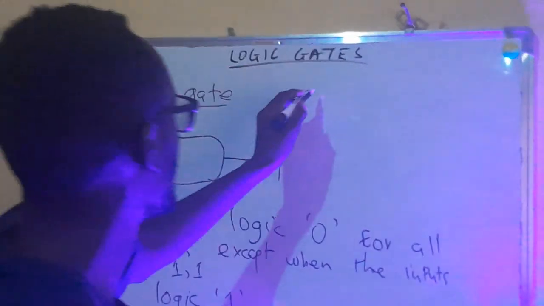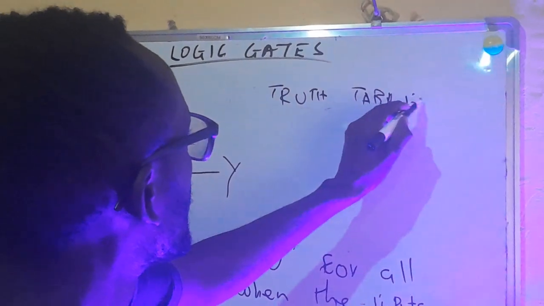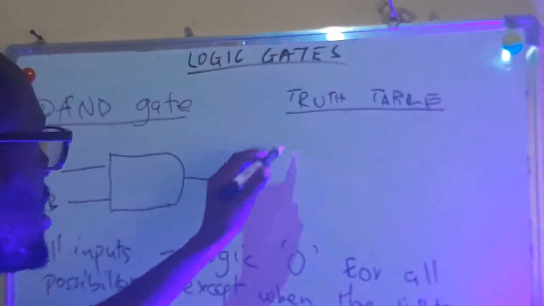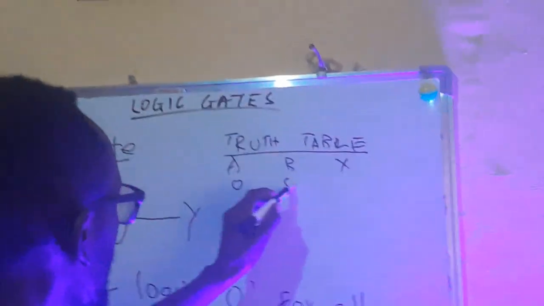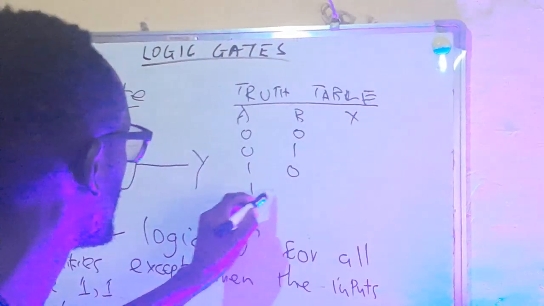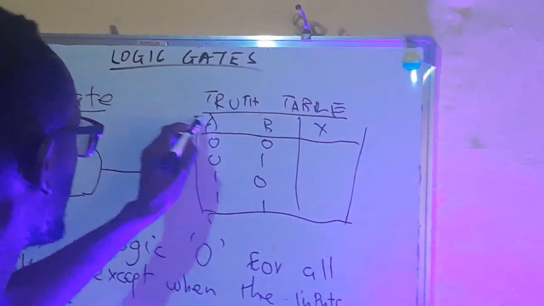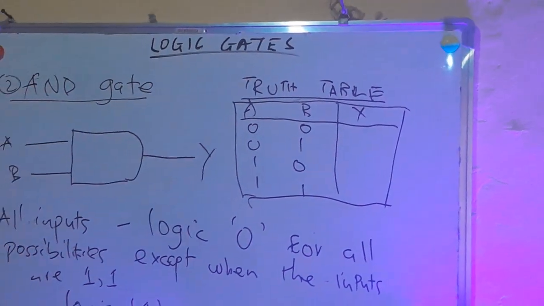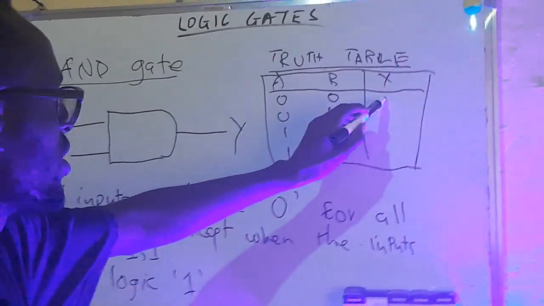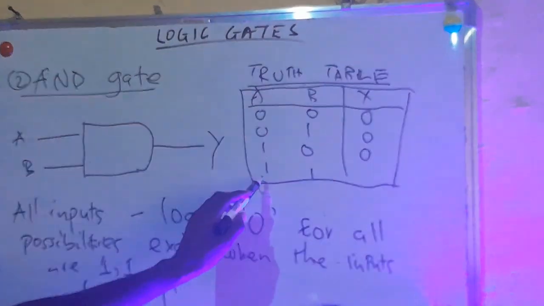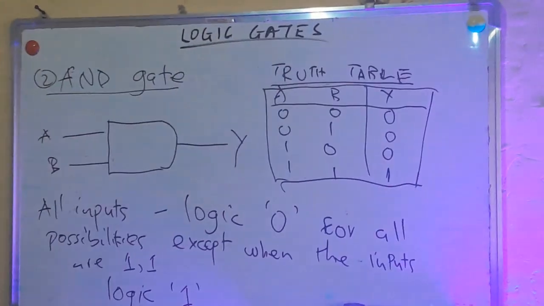To draw the truth table for the AND gate, it will be slightly different to the one of the OR gate. As explained earlier, the output for all these possibilities will be logic 0, except only when 1, 1, it will give logic 1. So that is the truth table for the AND gate.